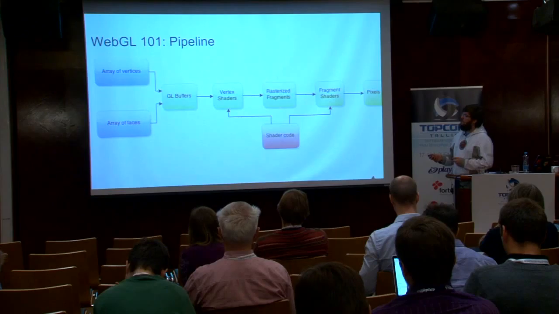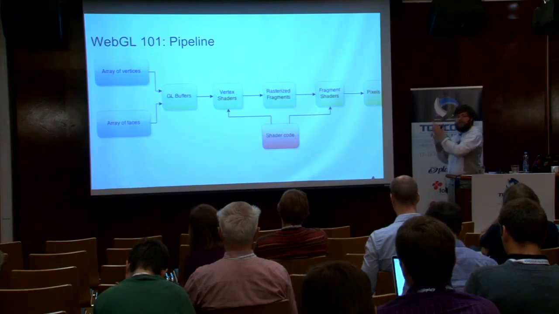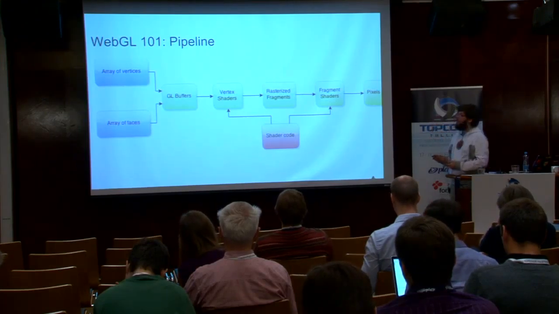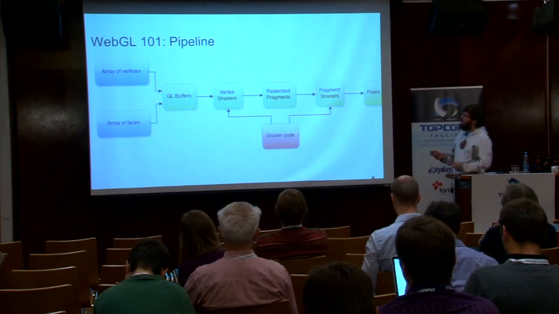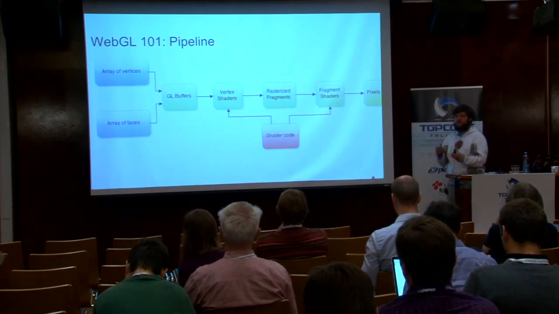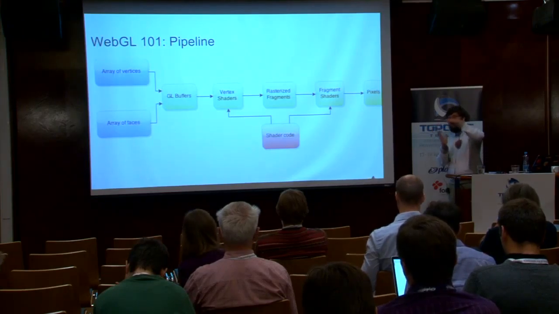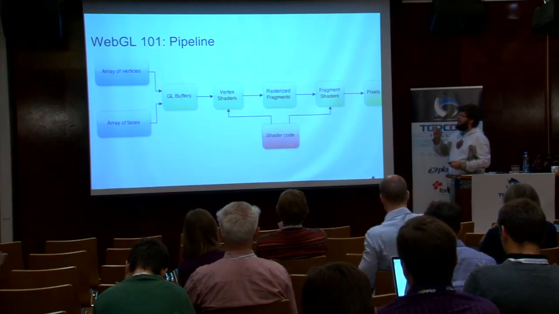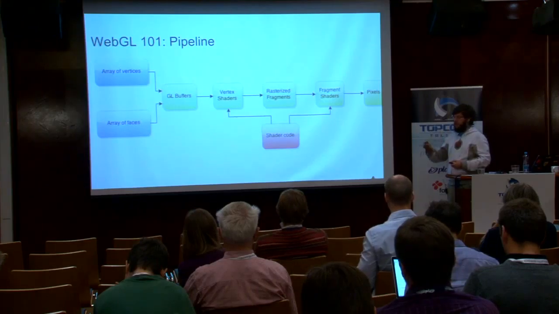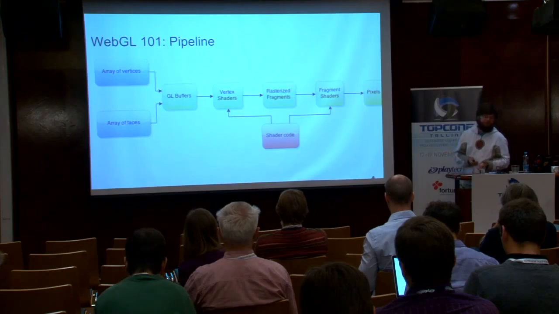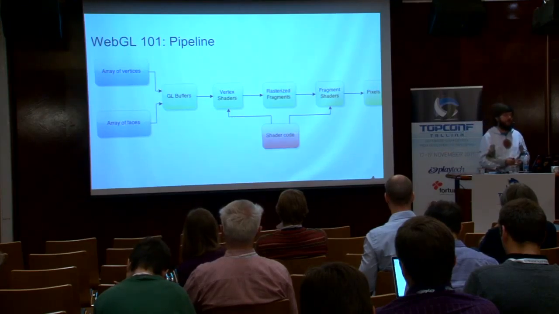We get out rasterized fragments, which is basically the parts of the screen that we're going to have to paint, that we have to fill with something. And then fragment shaders define how this is being filled. So basically, the first step, the vertex shaders give us this triangle and this triangle and this triangle. And the fragment shaders then go, red, green, blue, for instance. And then we have pixels on screen. And this happens in parallel and really fast.